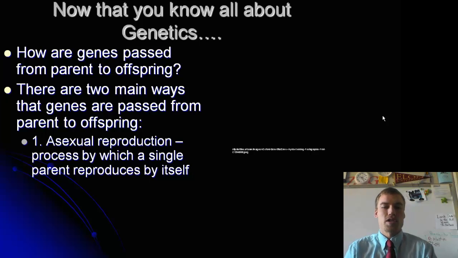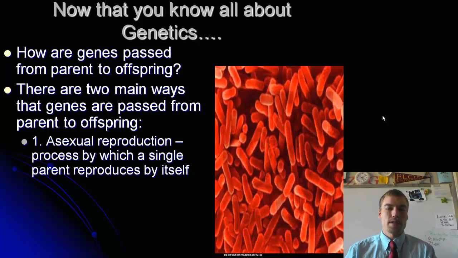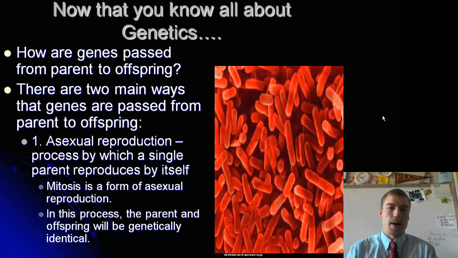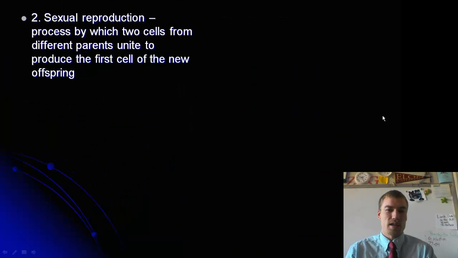Asexual reproduction is a process where a single parent reproduces by itself. When this happens, it results in genetically identical offspring. This is mostly done by single-celled organisms. There are some colonial organisms that might do this, but mostly it's going to be bacteria and protists that go through asexual reproduction. Some plants can do asexual reproduction as needed, but the problem is that if you're not as genetically diverse, you have less of a chance of being able to respond to environmental conditions and evolving.